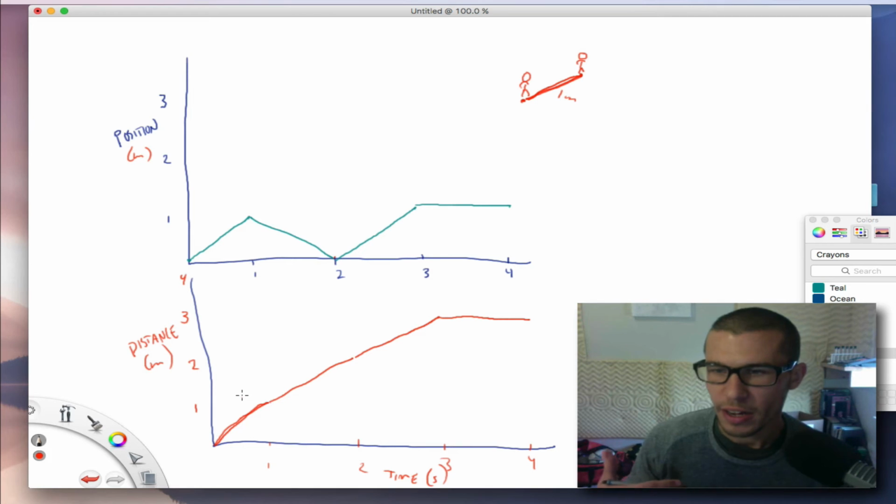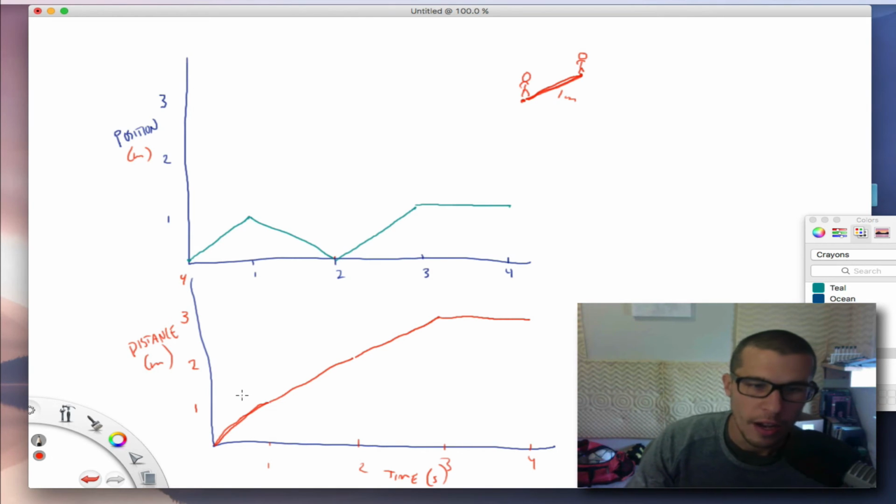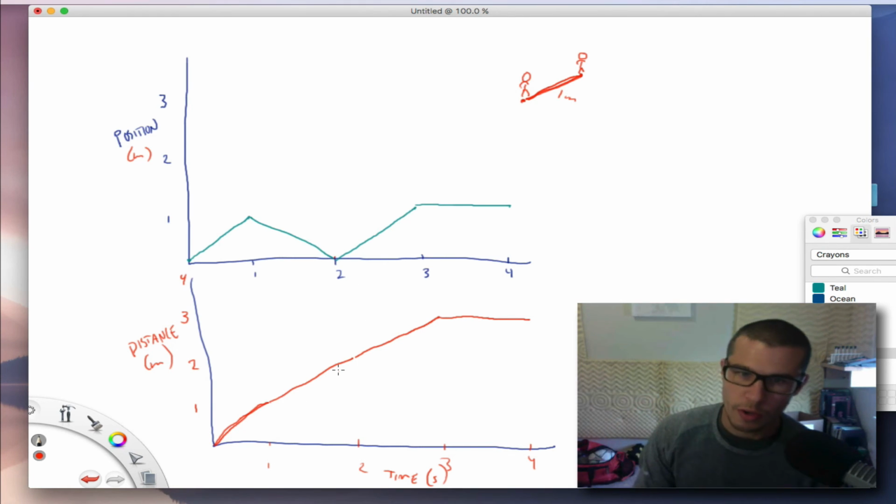You're covering some ground. You're still traveling a distance, and so you have to show that we're going positively. There is no negative distance. It's only positive. You can only go upwards here. You can have negative position, like we could go backwards here for position, but the distance cannot go backwards. It's only a positive quantity.